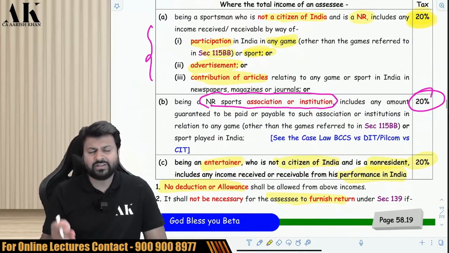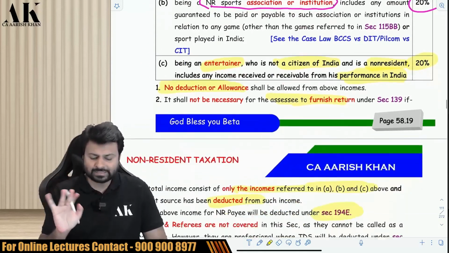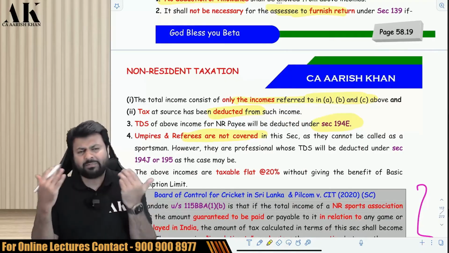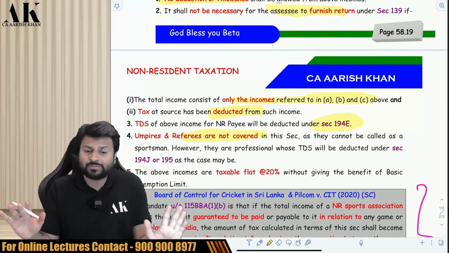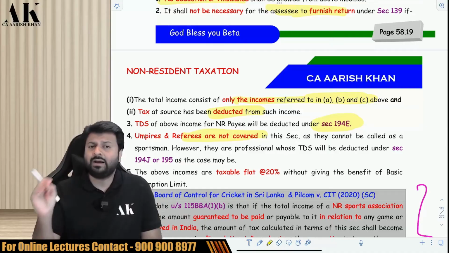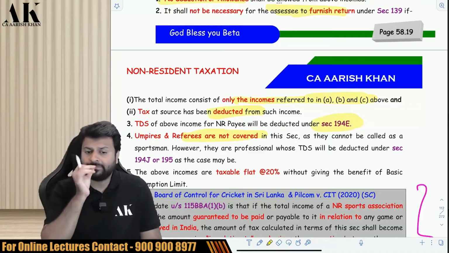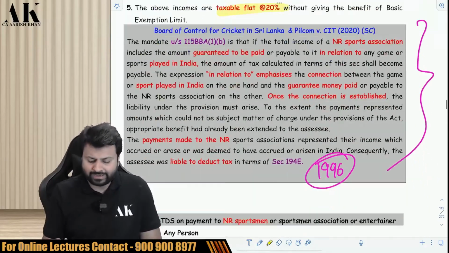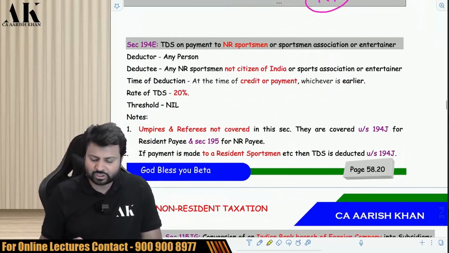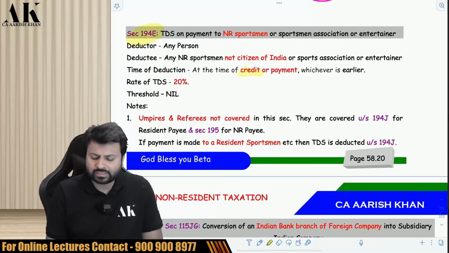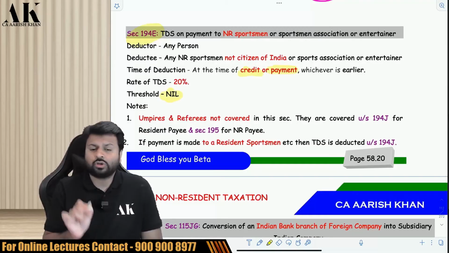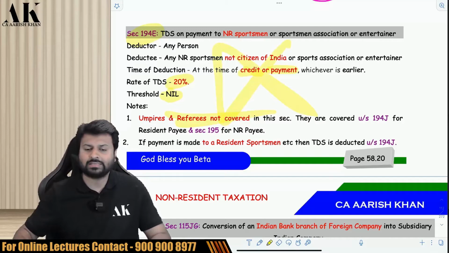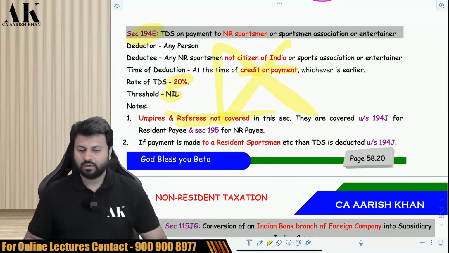Are umpires and referees also covered in this section? No. Umpires and referees are not covered in this section. Umpires and referees are not sportsmen. They are professionals, no doubt about it, but they are not sportsmen. They will not be covered under this section. So if the umpire is a resident, then it will be covered under 194J, and if the umpire is a non-resident, it will be covered under 195. The above incomes are flat taxable at 20%, and the TDS of this section is covered under 194E on credit or payment, whichever is earlier. There is no threshold over here. The TDS rate is also 20%, and in 194E, umpires and referees are not covered, as I have told you earlier. Check it once. Now let's go ahead with the next one.